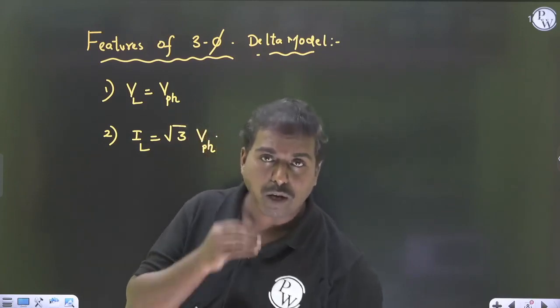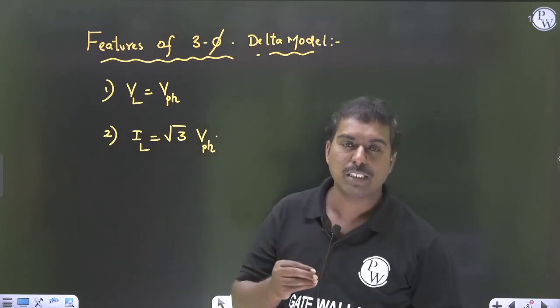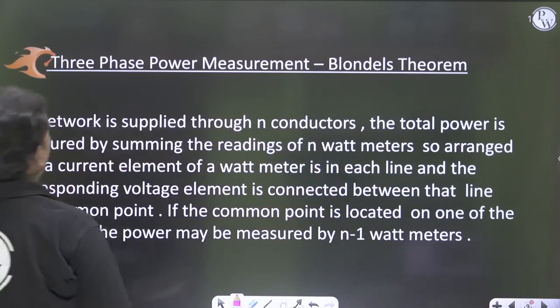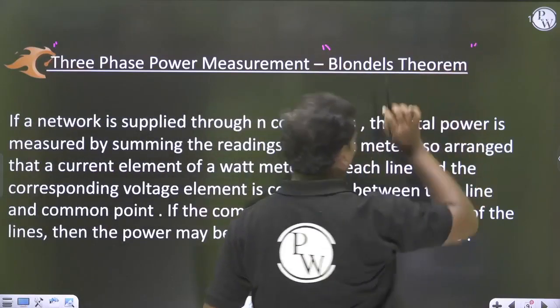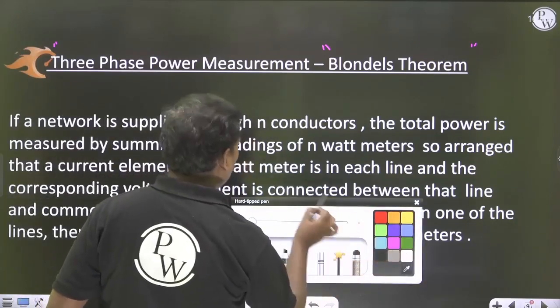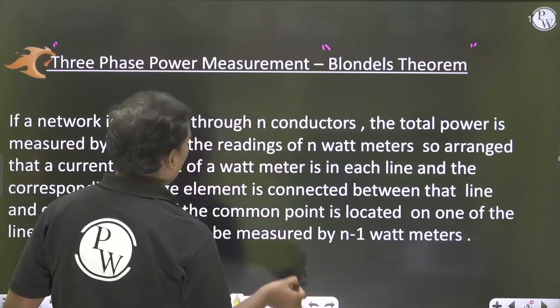Now, what is the two-wattmeter concept? Why do we have to go for two wattmeters? We will discuss that with Blondel's theorem. There is a statement I want to take from the standard books. What is Blondel's theorem? Just go through the statement. If a network is supplied through n conductors, so how many conductors? Let me highlight this: n conductors.